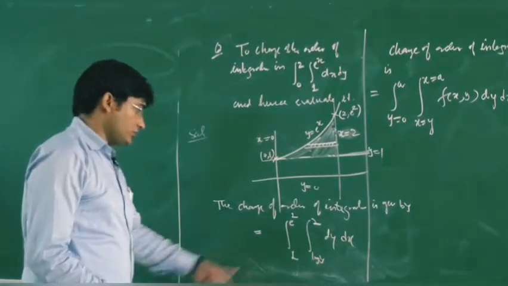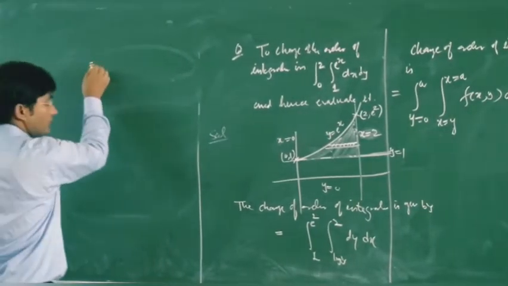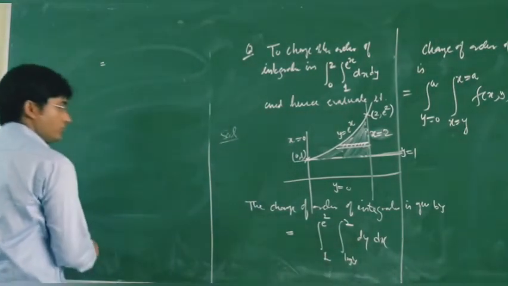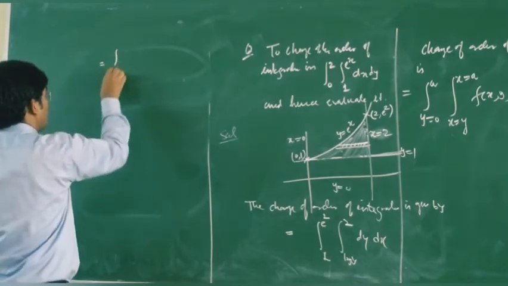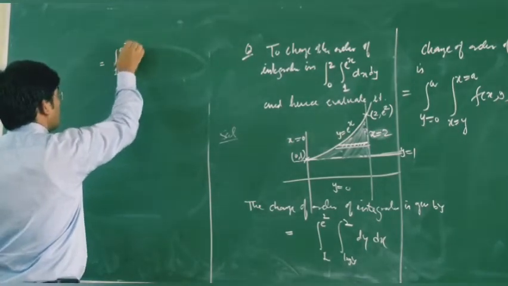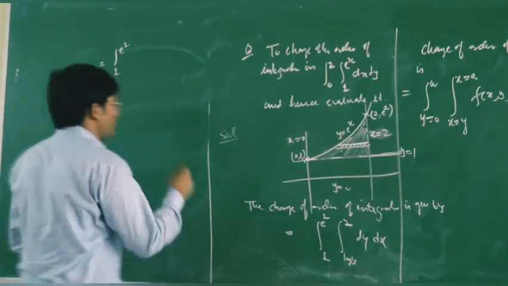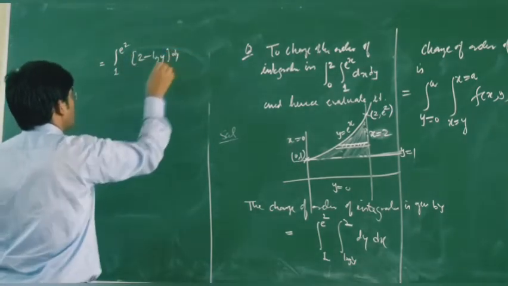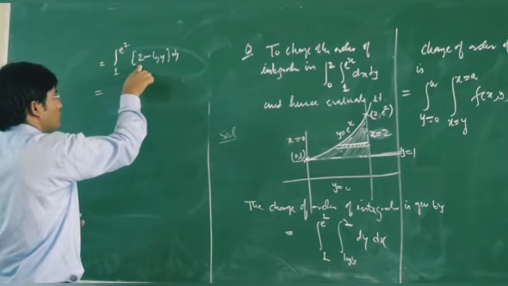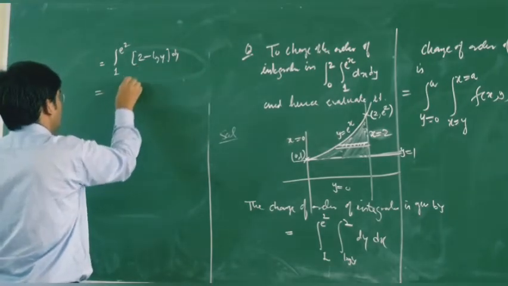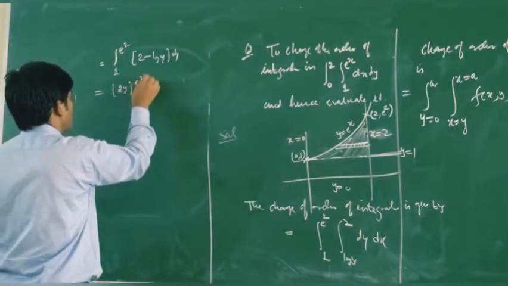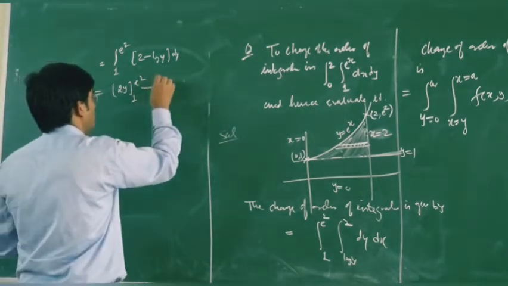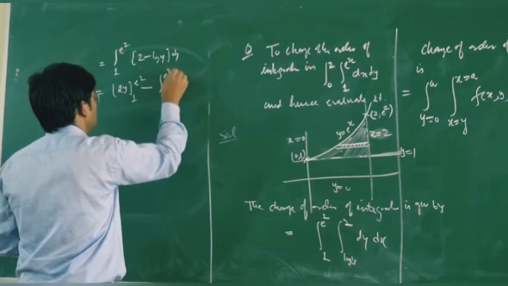Now this is equal to, so the integration with respect to x will give you integration from 1 to e square. Then the integration of dx will be your x, so we have 2 minus log y and then dy. Now the integration of 2 with respect to y will be your 2y, and then the limits from 1 to e square, then we will have minus sign. And now the integration of log y from 1 to e square.